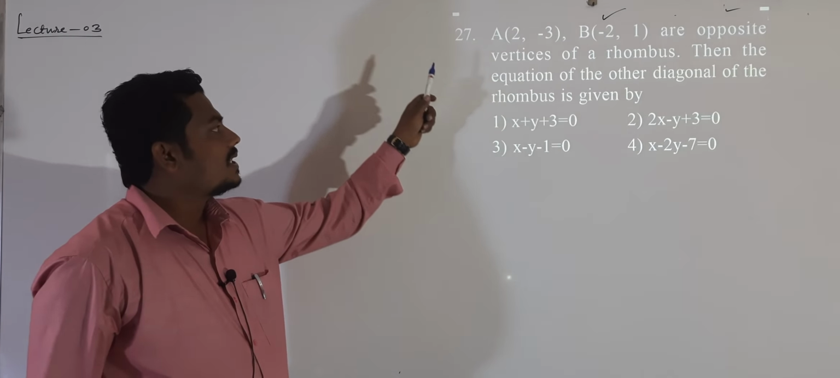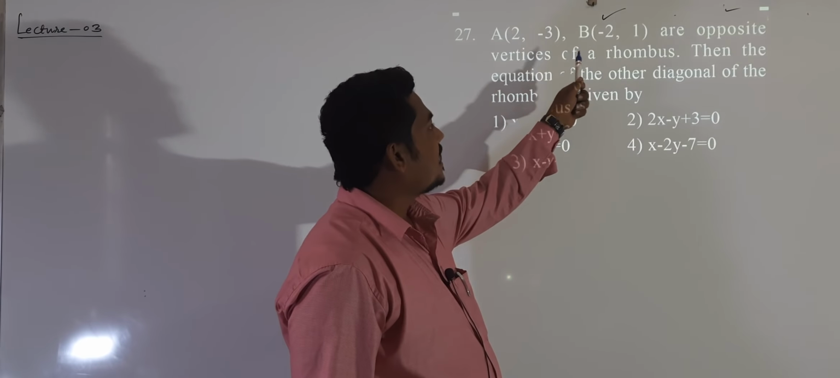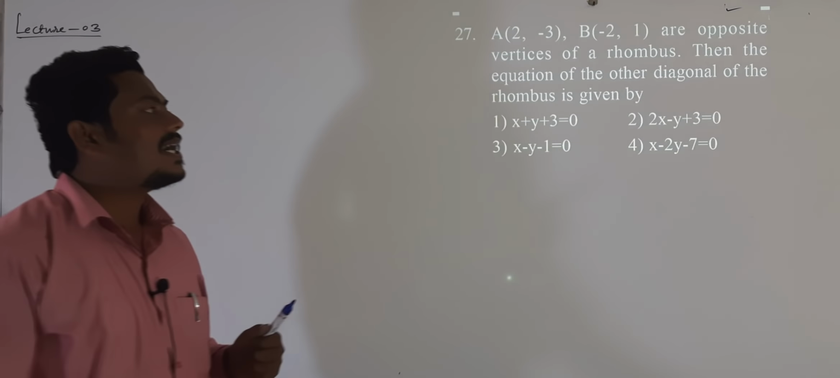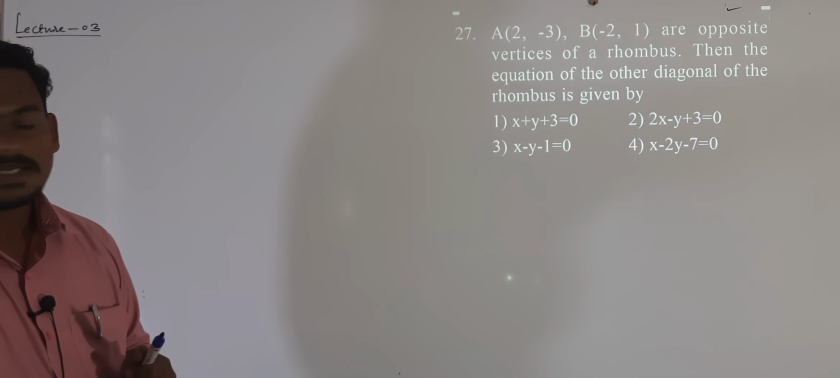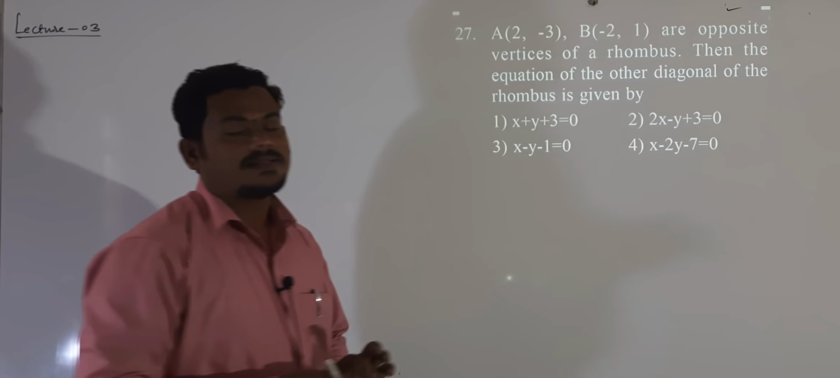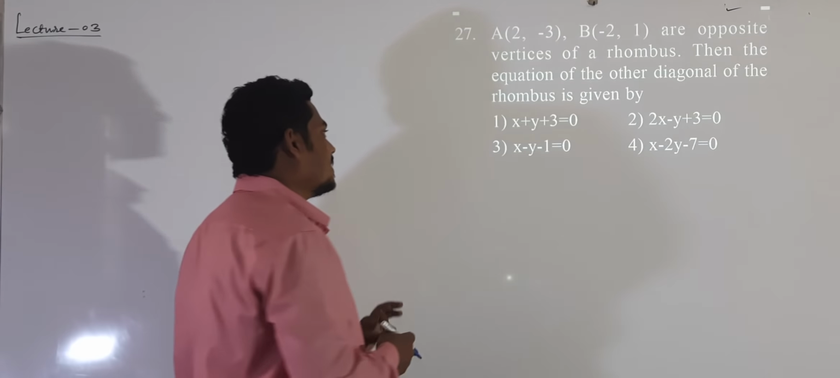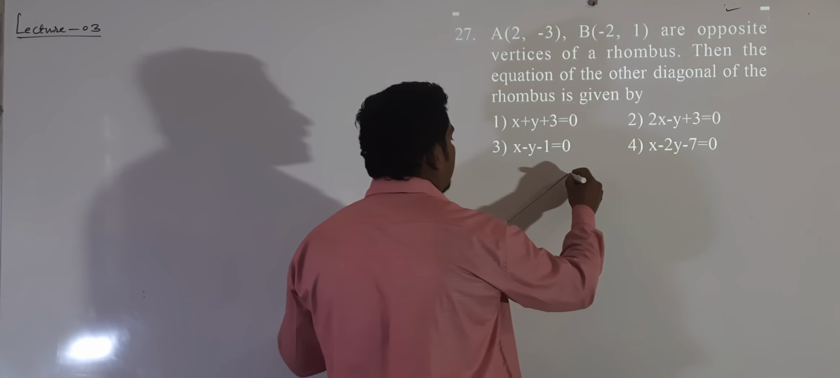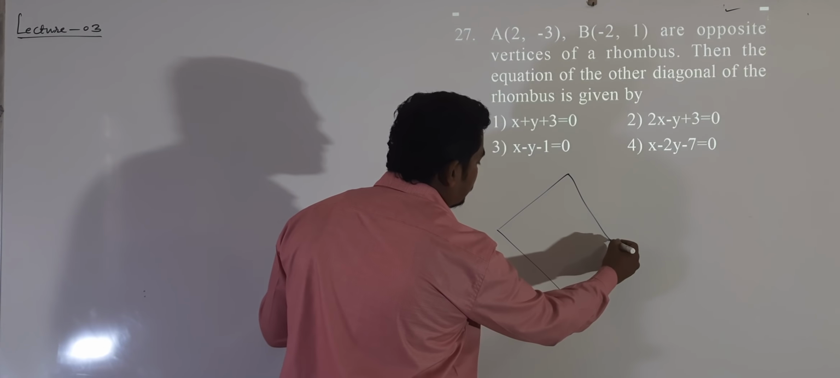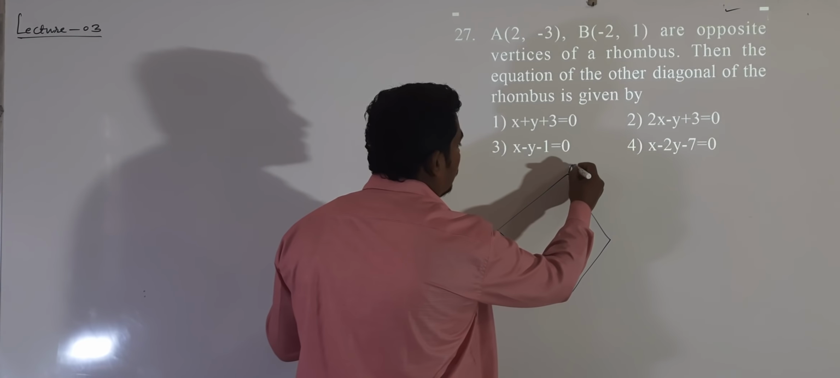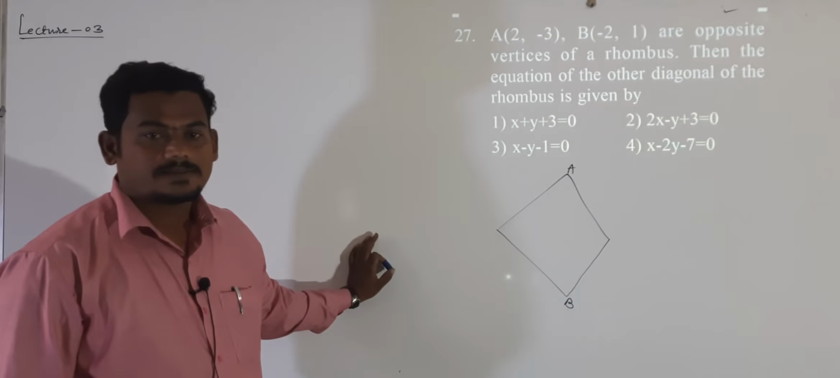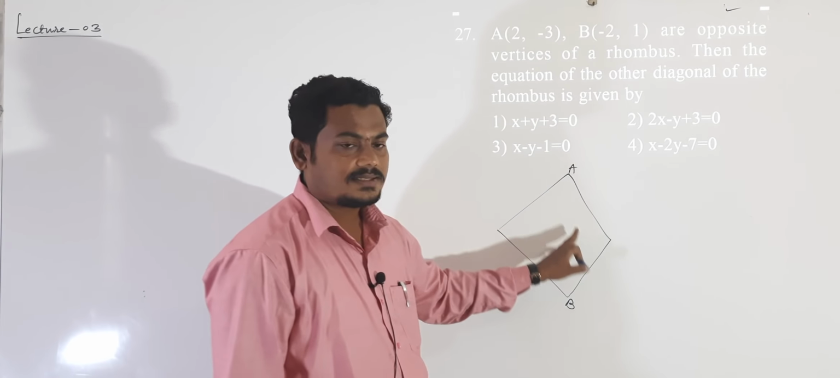A of 2 comma minus 3, B of minus 2 comma 1 are opposite vertices of a rhombus. Then the equation of the other diagonal of the rhombus is, in this case we need to find the equation of the other diagonal, right? What have they given? A and B are opposite vertices.